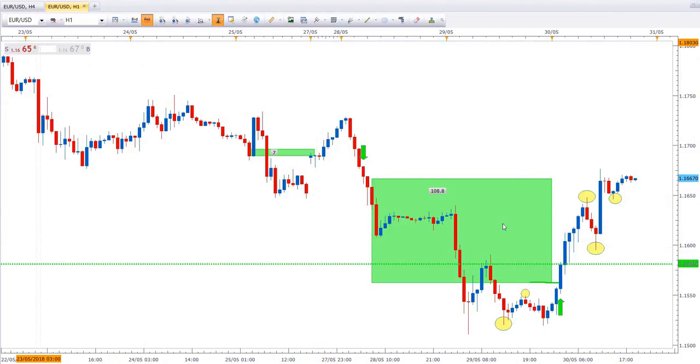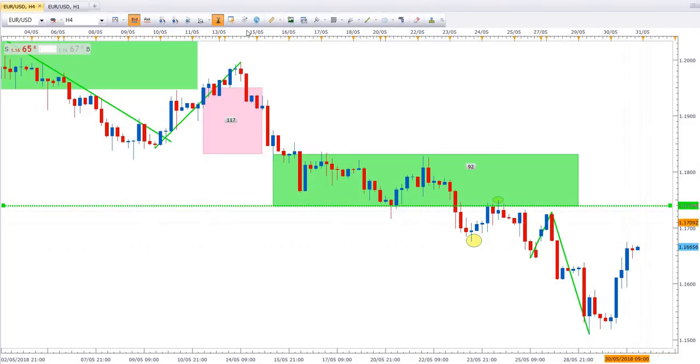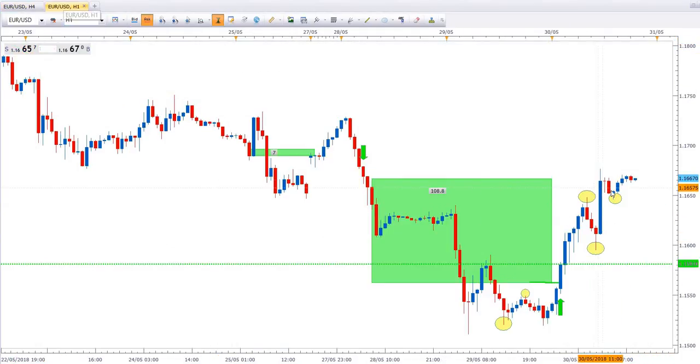Yeah, that's it. So the 4 hour has got to move up a bit more before we start looking at buys, and on the 1 hour chart we're just looking for a sell. That's it.